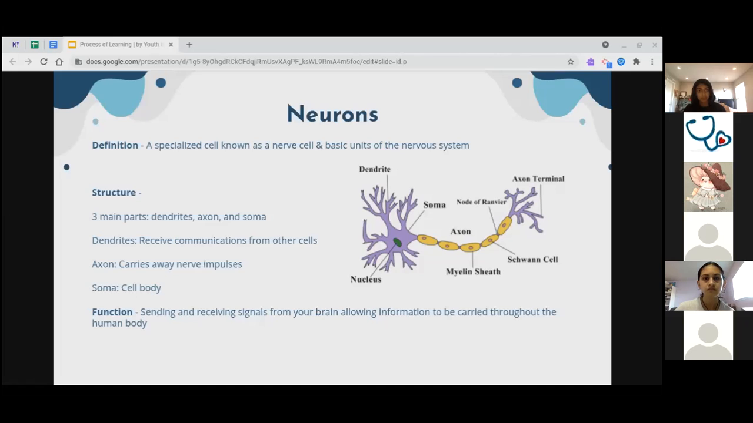The function of a neuron is essentially sending and receiving signals from your brain that allow information to be carried throughout the human body. And in this way, neurons are a huge part of the process of learning. Next, we'll talk about neurotransmitters.